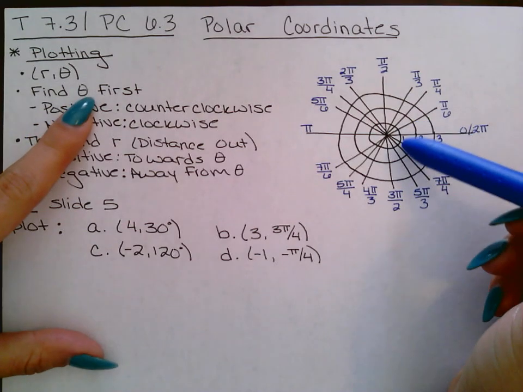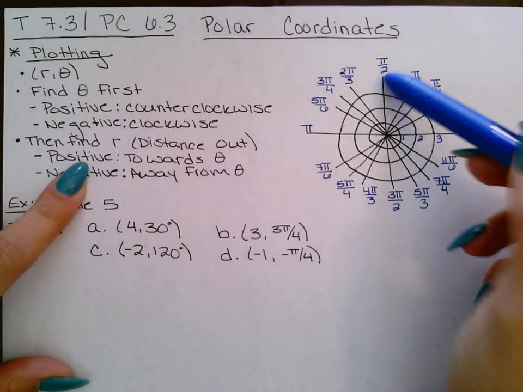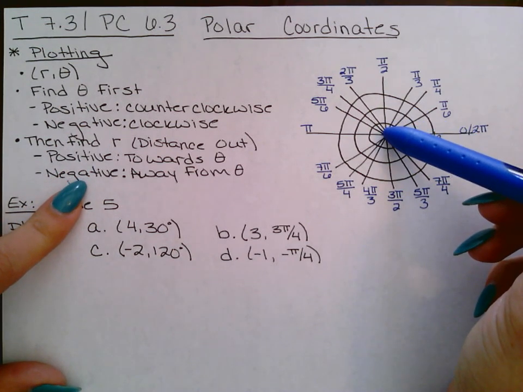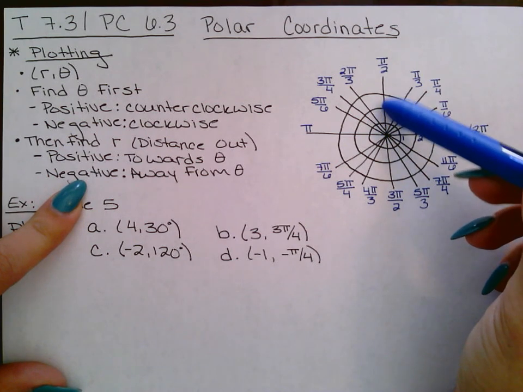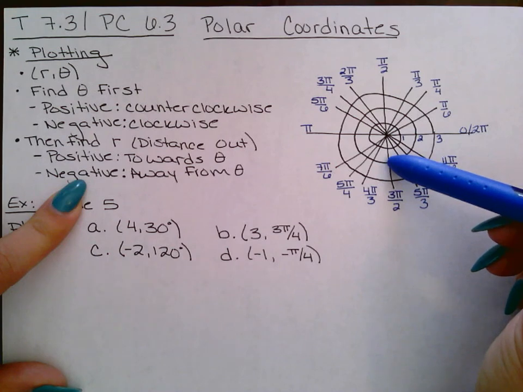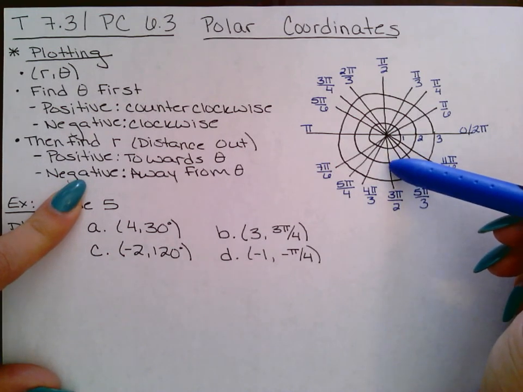You would look at your theta first of pi over 2. And then your r, if it's positive 2, would go towards the pi over 2. And I'd land right here in the second ring towards pi over 2. If I would give you a negative 2 comma pi over 2, negative means you go away from theta. So instead of going towards pi over 2, negative 2 would mean to go 2 rings away from pi over 2, which actually has me going towards 3 pi over 2.